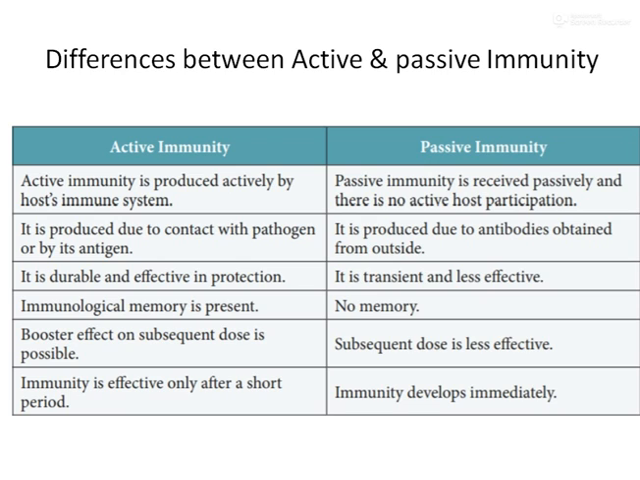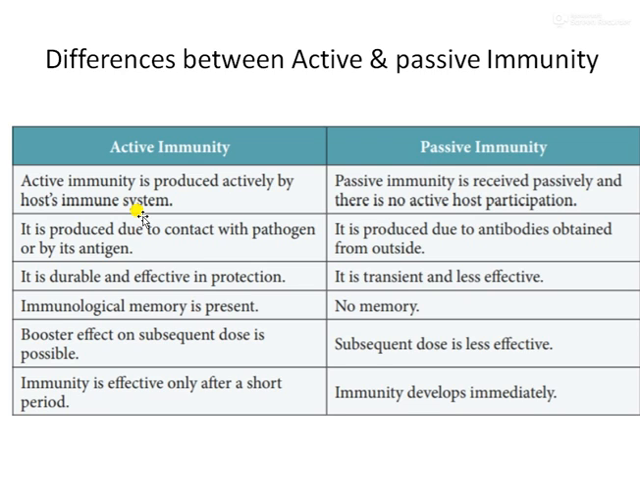So what are the differences between active and passive immunity? Active immunity is mainly produced actively by the host immune system, and it is produced due to contact with the pathogen or its antigen. But in the case of passive immunity, it is mainly received passively and there is no active host participation. It is produced due to antibodies obtained from the outside.